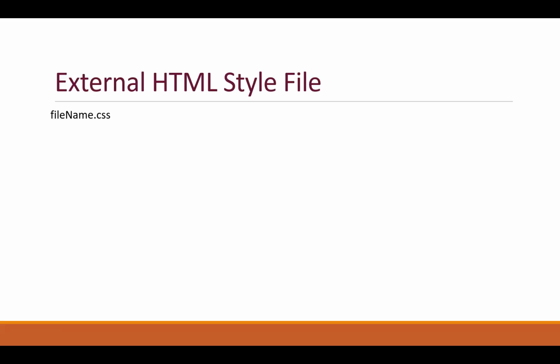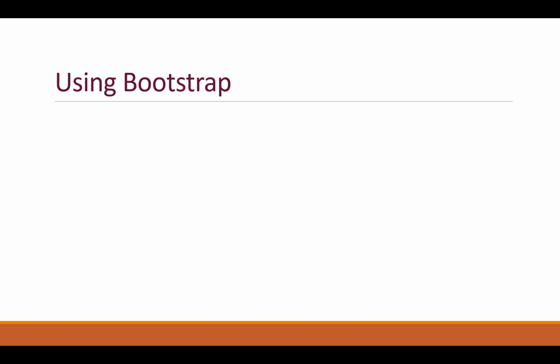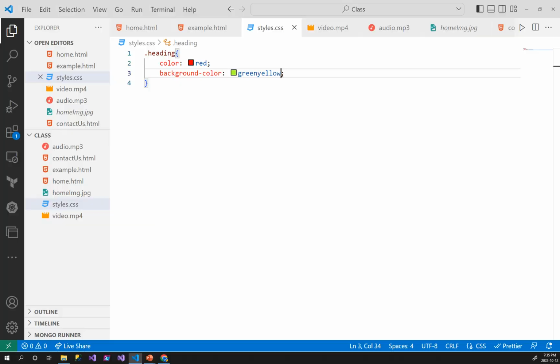We can also use something called Bootstrap. So we can write all of our own CSS inside of files just like this, but sometimes it may come to a point where we want to use styles that other people have created instead of rewriting everything ourselves. So Bootstrap is a collection of styles that we can add into our website very easily. These are a lot of styles that other people have made.